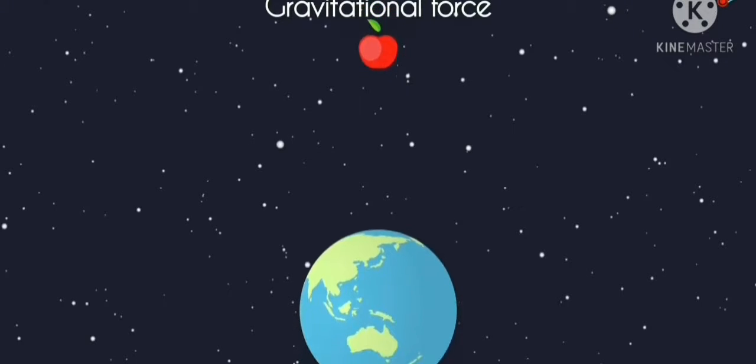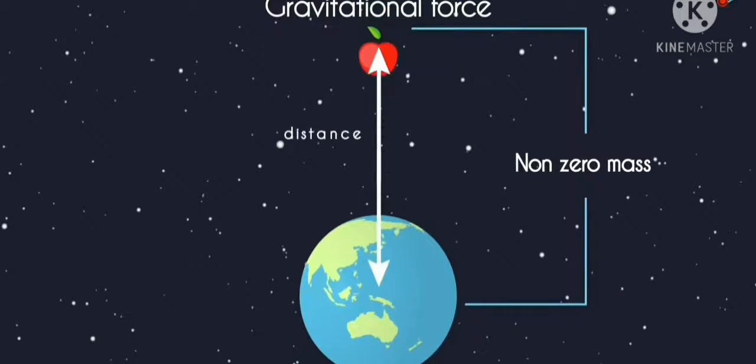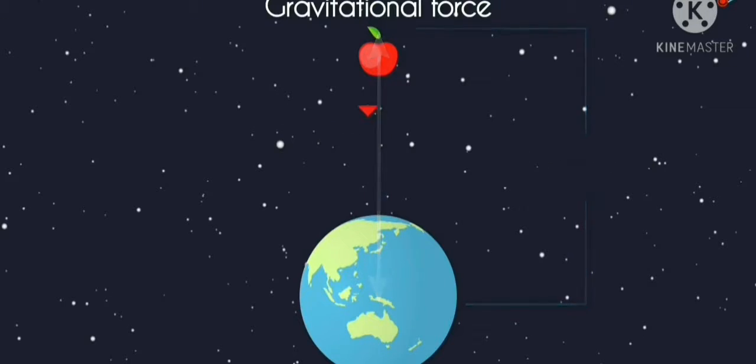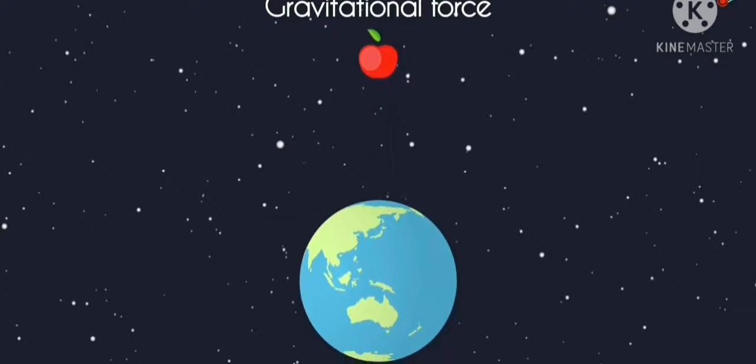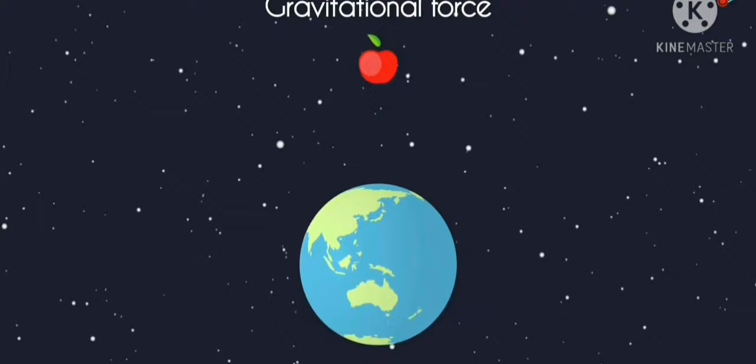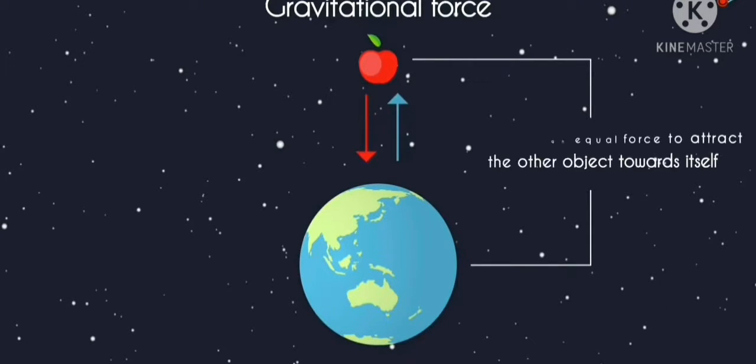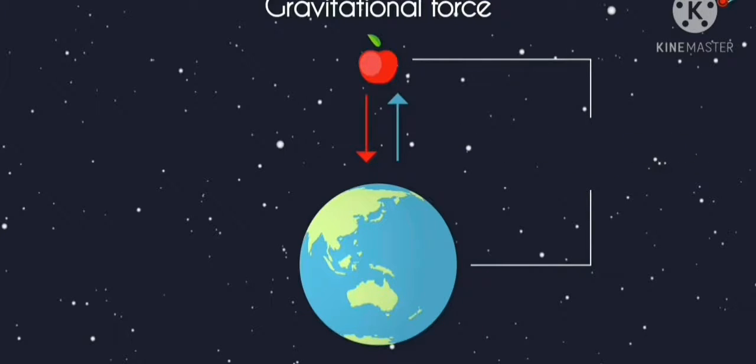Gravitational force is the attractive force between any two objects with non-zero mass separated by a distance. So does the apple fall towards the earth, or does the earth move towards the apple? Or do both move towards each other? It's actually simple logic. This is the earth, and say this minuscule object is an apple. Based on what we learnt about the gravitational force, both apply an equal force to attract the other object towards itself. So if the forces are equal, which one will accelerate more?